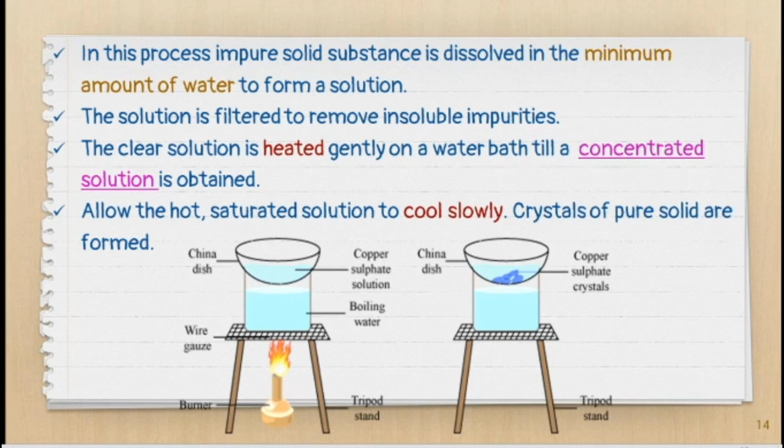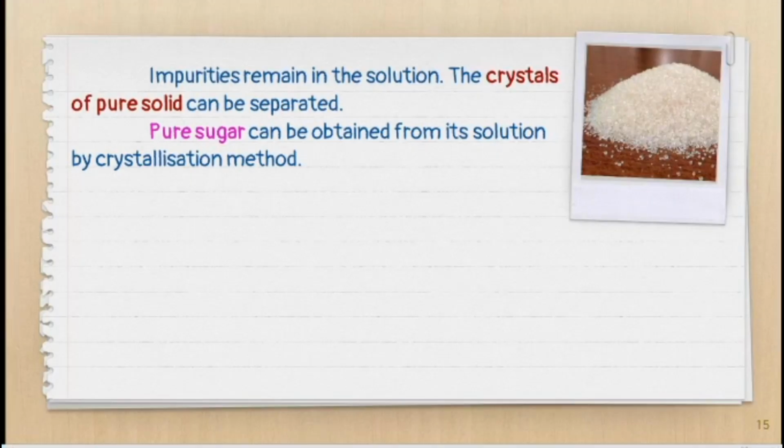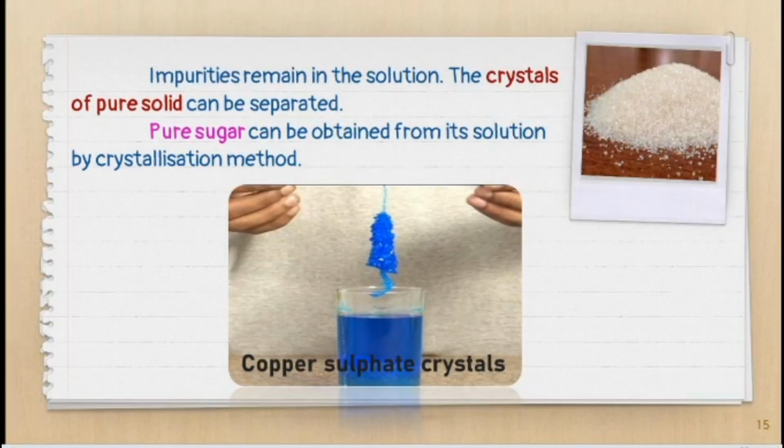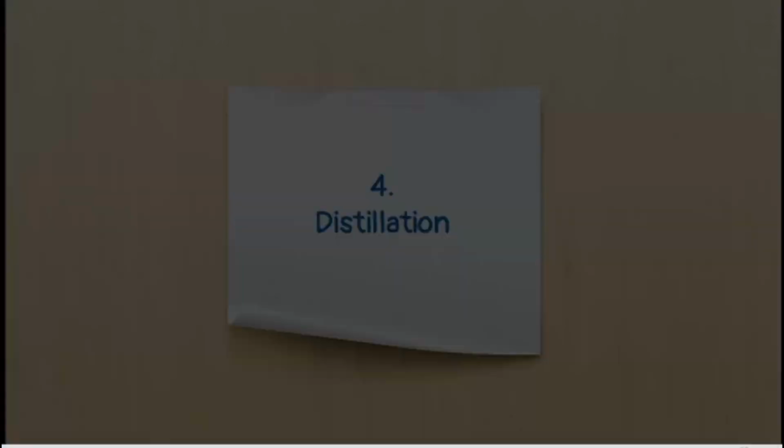Again, we heat that clear solution till the solution gets concentrated. After that, we allow it to cool slowly. Then we get the pure crystals of that particular substance, and the impurities remain in the solution. The crystal we obtained is called a pure form. Like that we get pure sugar and pure salt. These are all obtained by the crystallization process.